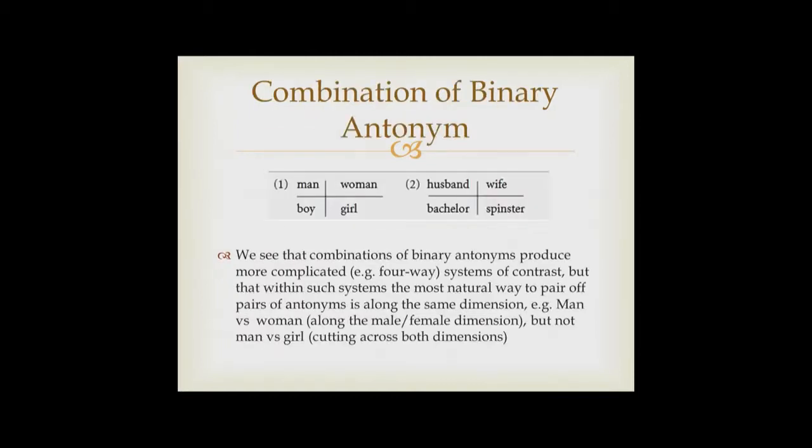Next, combination of binary antonyms. As you can see from the picture: man, woman, boy, girl, husband, wife, bachelor, and spinster. We see that the combination of binary antonyms produces a more complicated four-way system of contrast, but within such a system the most natural way to pair up antonyms is along the same dimension. For example, man versus woman along the male or female dimension, but not man versus girl, cutting across both dimensions.